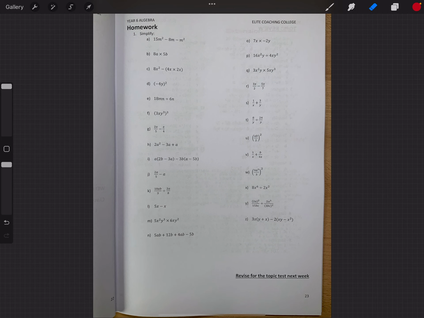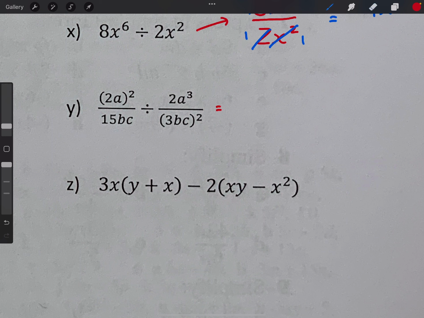Alright. Now, this one, I have to do, let's see, division. So I do 2. Now, let's expand this first. What do we get? If you expand this, you're gonna get this will be 2a times 2a, which equals 4a squared. Okay, so I'm gonna rewrite this as 4a squared over 15bc. Now I want to expand this as well.